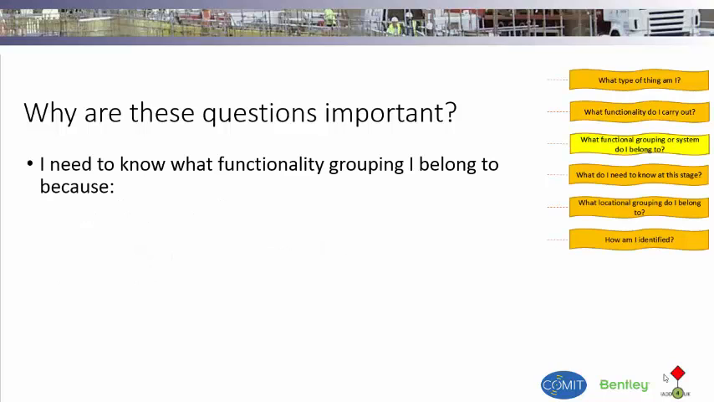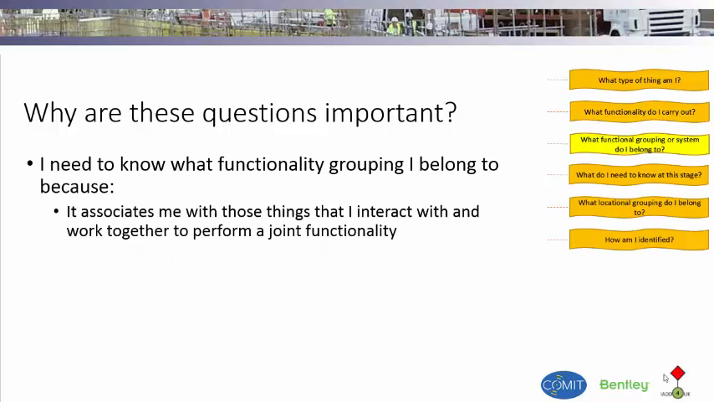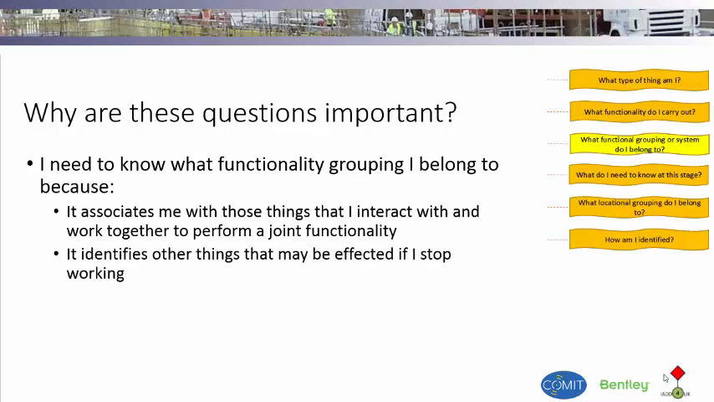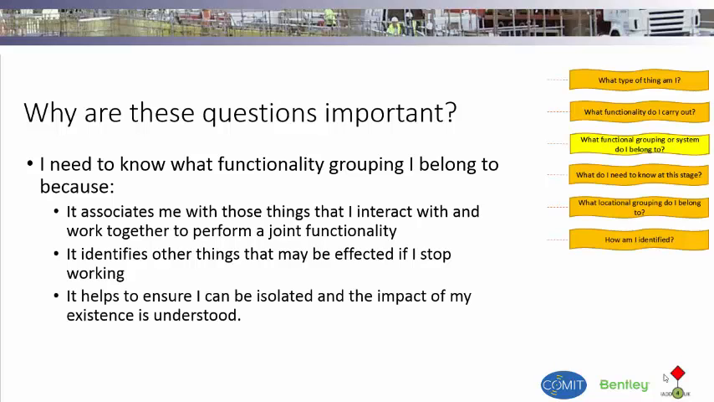I need to know what functional grouping I belong to because it associates me with those things that I interact with and work together to perform a joint functionality. It identifies other things that may be affected if I stop working, and it helps to ensure I can be isolated and the impact of my existence is understood.